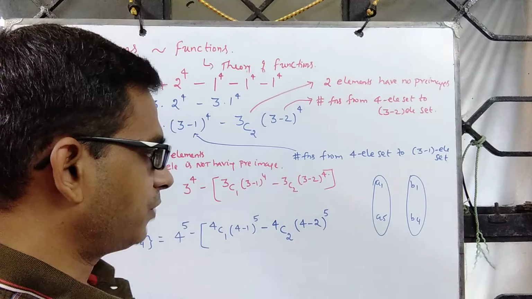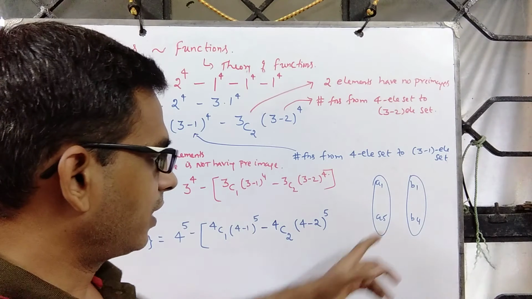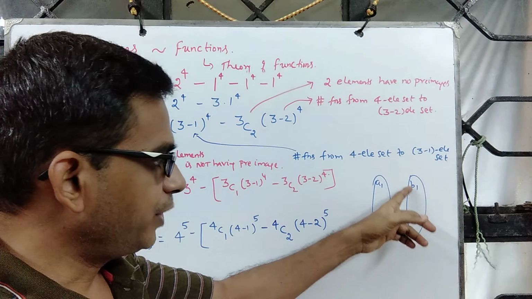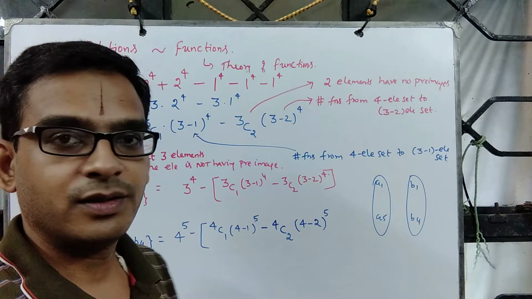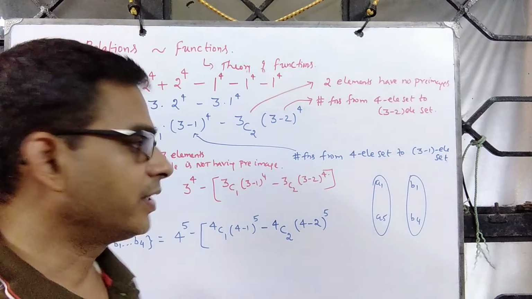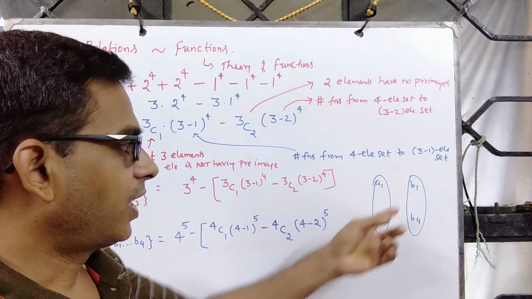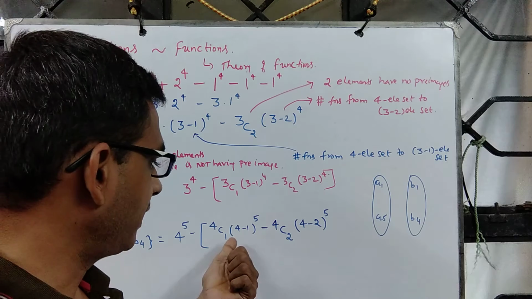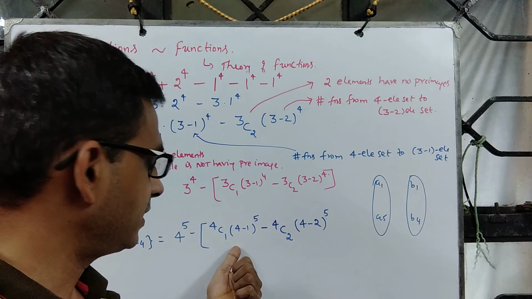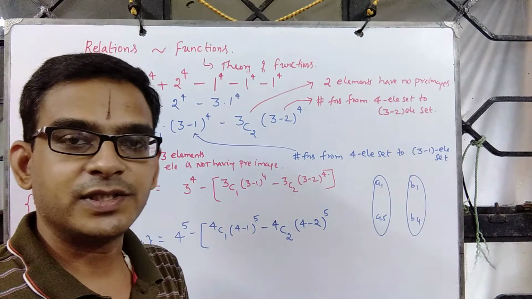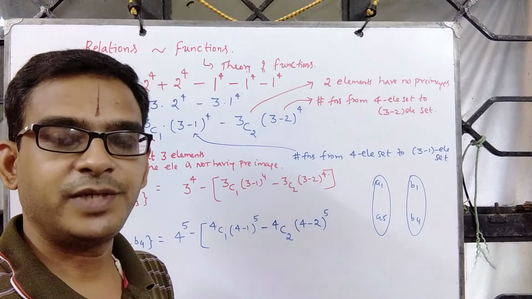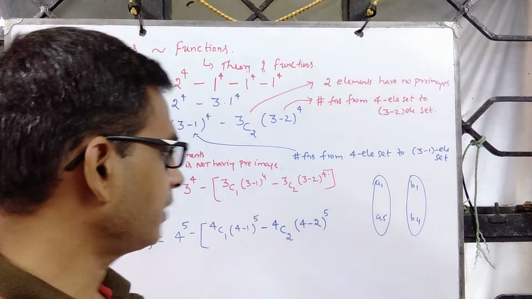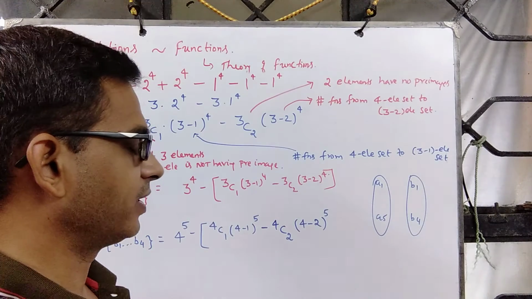Now in the process, what has happened is that functions in which three elements, B1, B2, B3, are not having pre-images, you have already removed. You have already counted them as part of this when you counted functions in which B1 has no pre-image, B2 has no pre-image, B3 has no pre-image. So three times it has been counted.